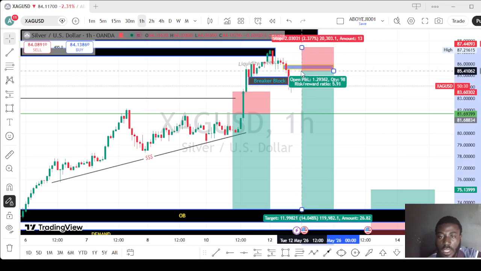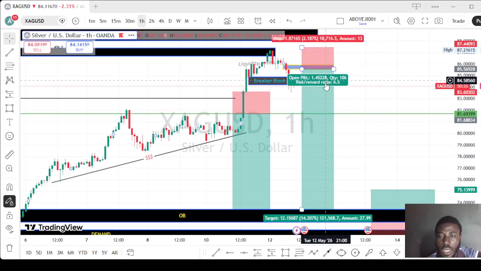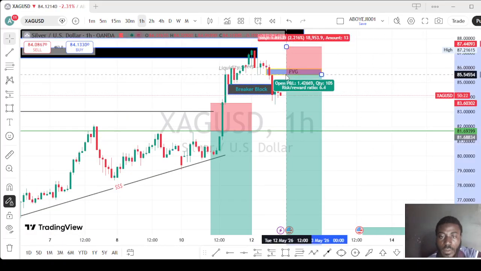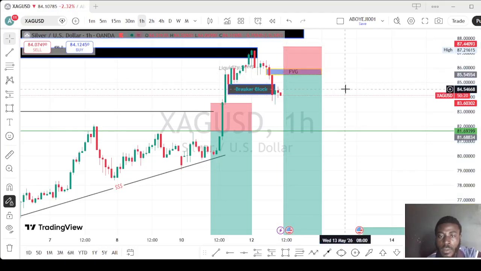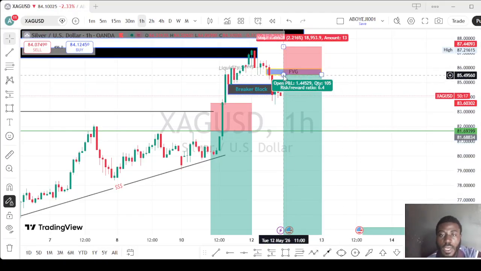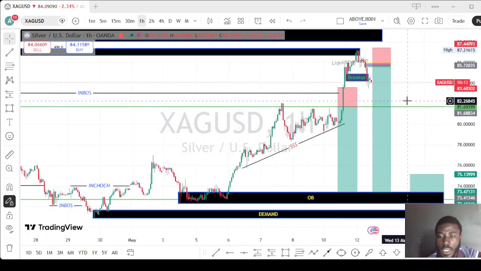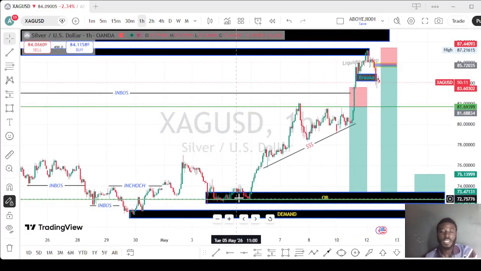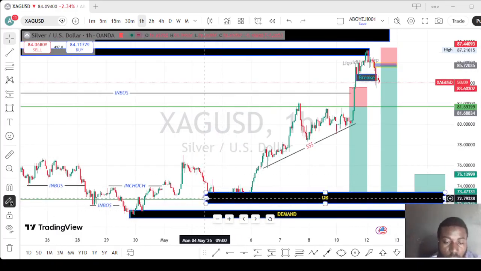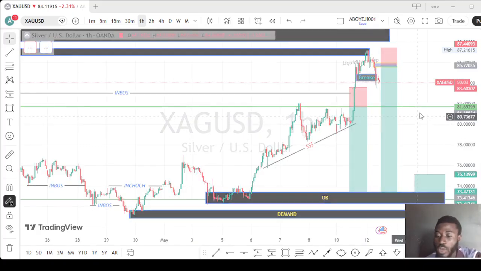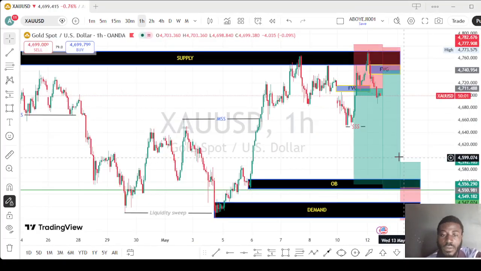So I'm still expecting the market to mitigate this FVG before I can see a huge downtrend. Yeah, this is a valid downtrend. So the market is coming to this order block or sweeping this liquidity, coming to this demand. This is what I'm seeing on silver also. So let's move to US30 and see what US30 is giving us.